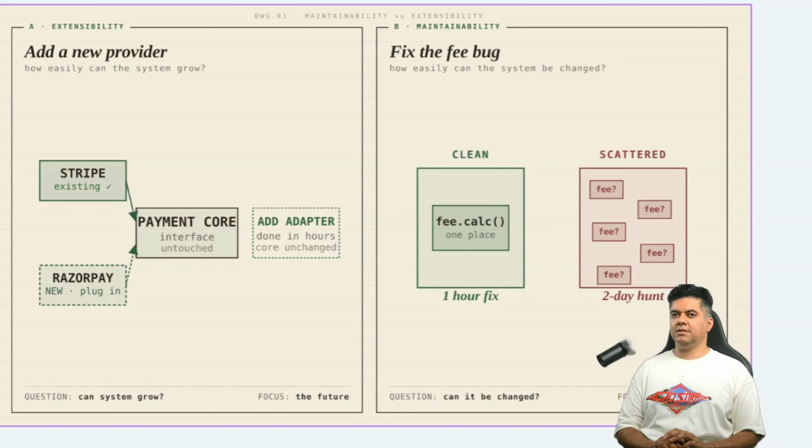So there are two different concerns. Extensibility is about the future, how easily can the system grow. Maintainability is about the present, how easily can the system be understood and changed. A system can be highly extensible, but it can be a mess to maintain. A system can be clean and maintainable, but can be totally rigid. The best systems are both maintainable and extensible.